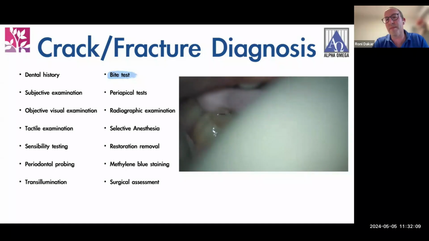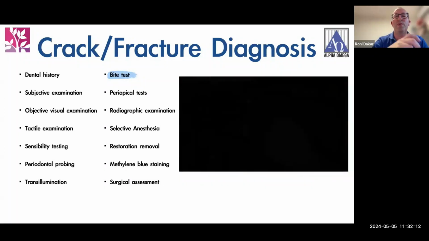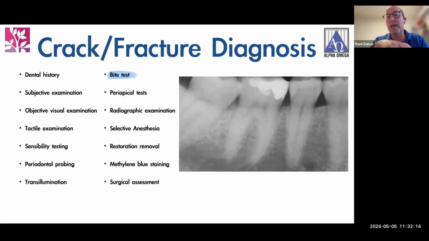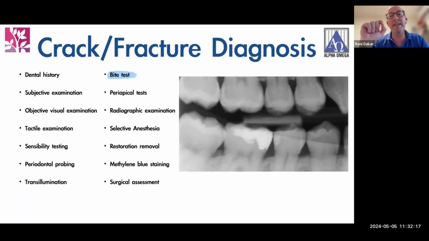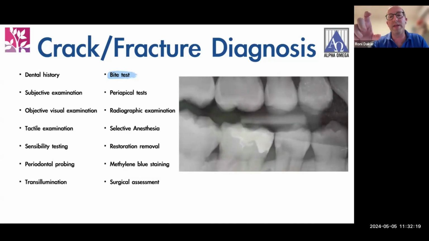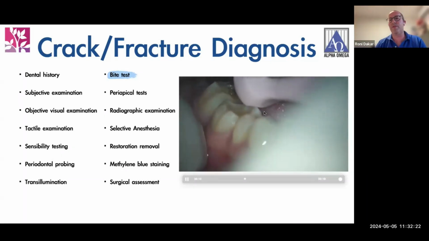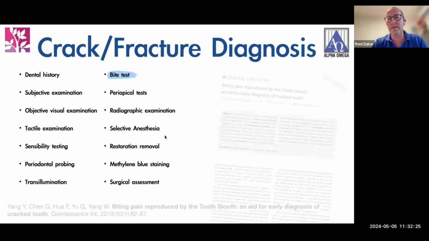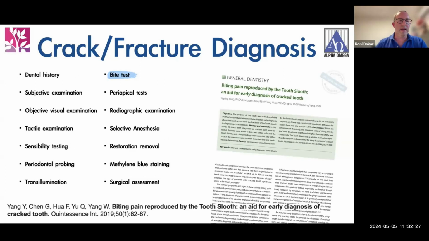And when you do the bite test, what you expect to see is that the patient will have sensitivity not when biting, but when opening the teeth. That's a very classic result of the test. And here is an interesting article from Quintessence, which compared biting on a wet cotton roll versus the Tooth Sleuth to identify cracked teeth and to try to locate a crack.